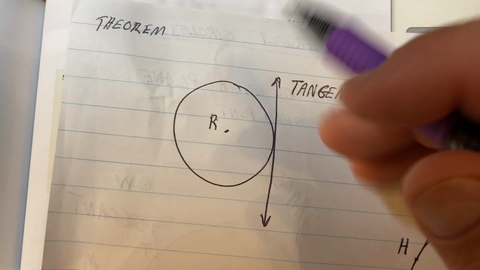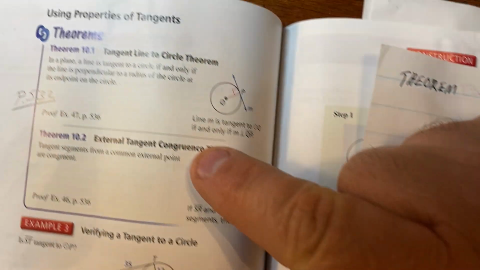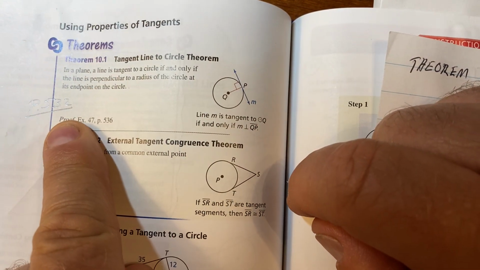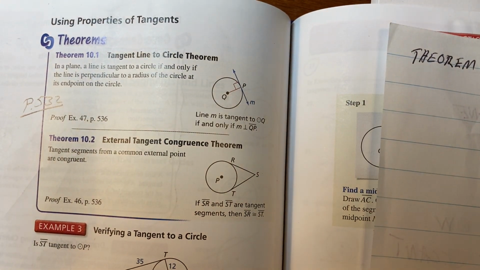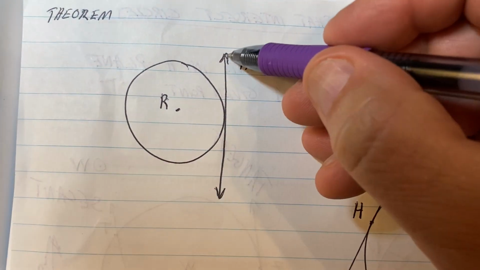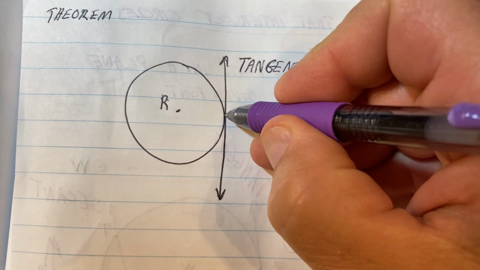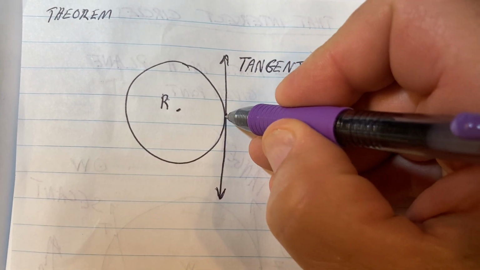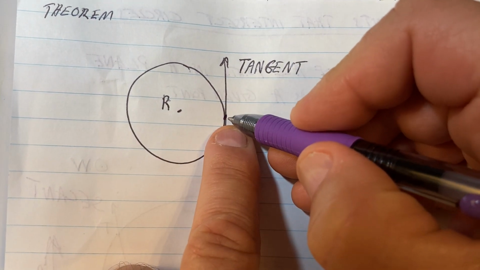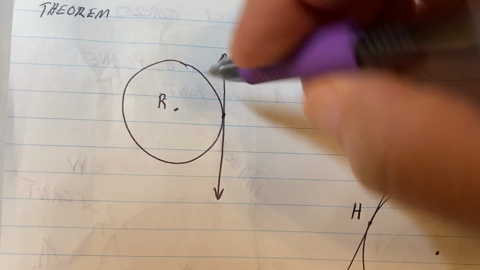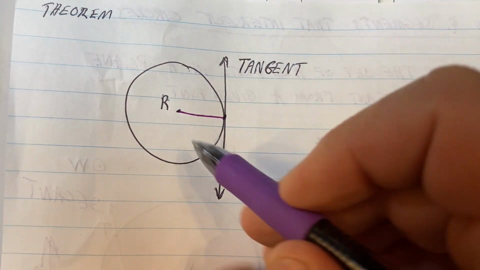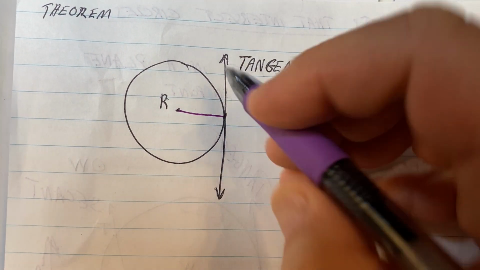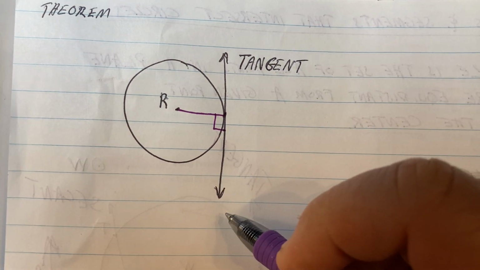So here we have, this also needs to go into your notebooks. This stuff here on page 532, both of these. If this line is tangent to the circle, it means it's going to touch that circle once, and where it touches is called the point of tangency. If you draw a line from this point to that center, that's a radius. If you draw a radius to that point of tangency, that will be 90 degrees. Okay?